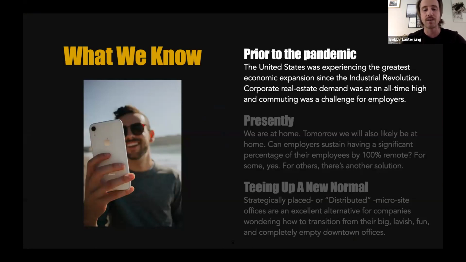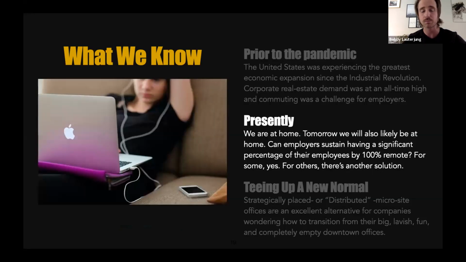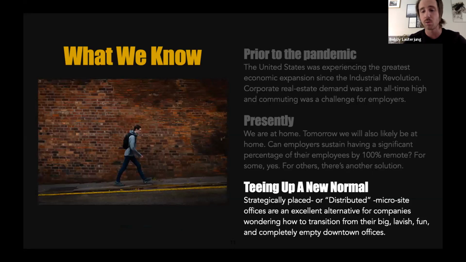So just to really hone in on this, prior to the pandemic, again, corporate real estate, all-time high, massive transportation and commuting programs to get employees to and from that office. And obviously there were both facility and HR constraints. From the facility side, parking constraints was likely to be the primary challenge faced by most organizations. From human resources, recruiting and retention. Again, presently we're at home. So what does the new normal look like?